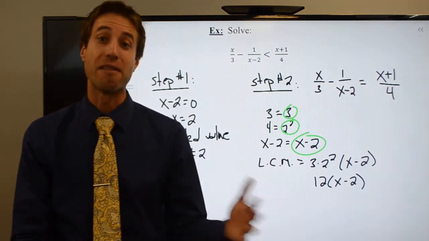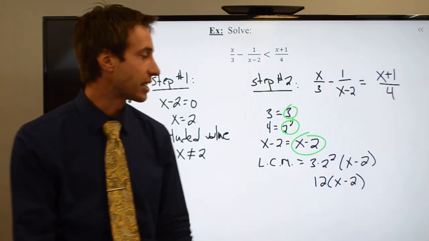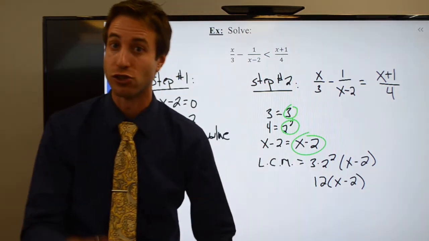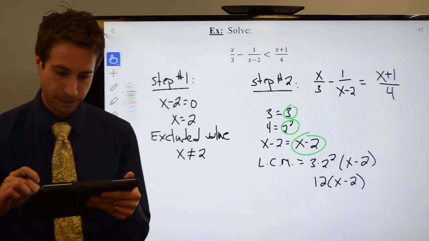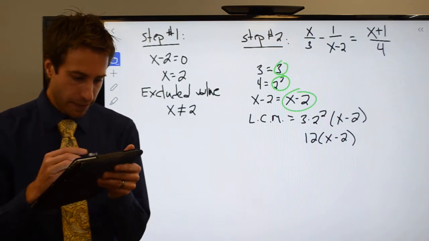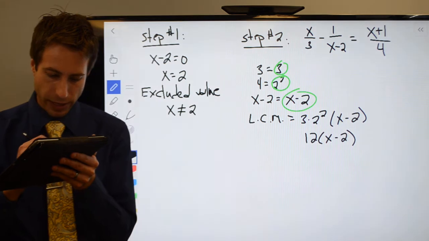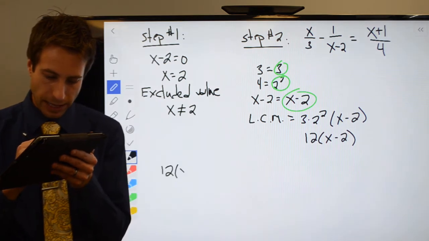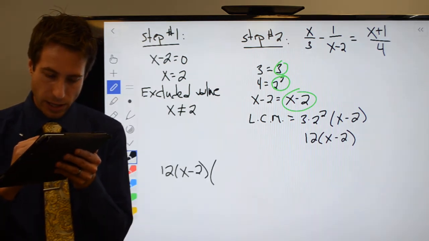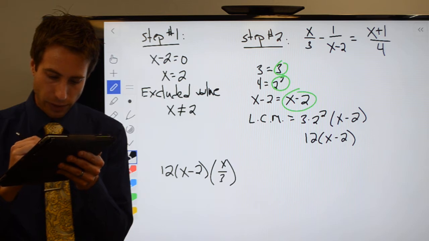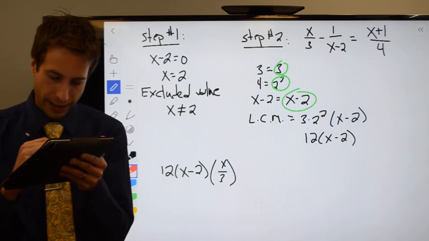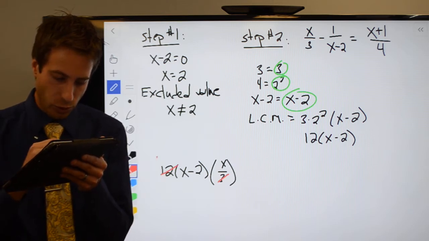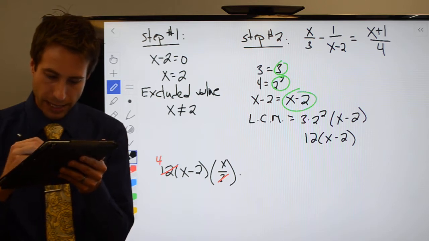We'll multiply everybody by that LCM. Hopefully what it'll do is make all those fractions go away. Let's see. All right. So I'm going to wind up then with 12 times x minus 2 times x over 3. I'll just do it as I go. 3 cancels, reduces the 12 to a 4. All right. Minus.